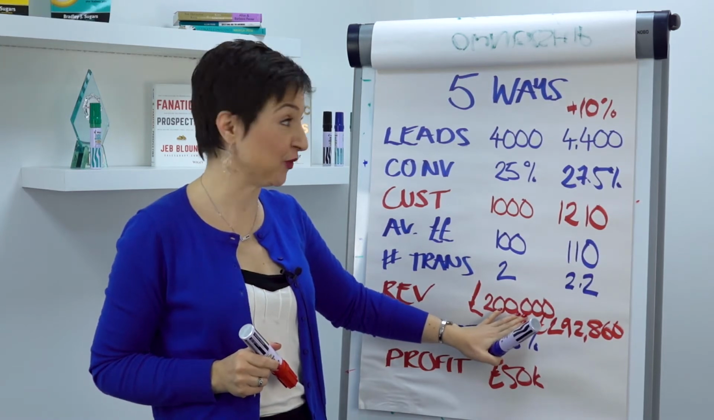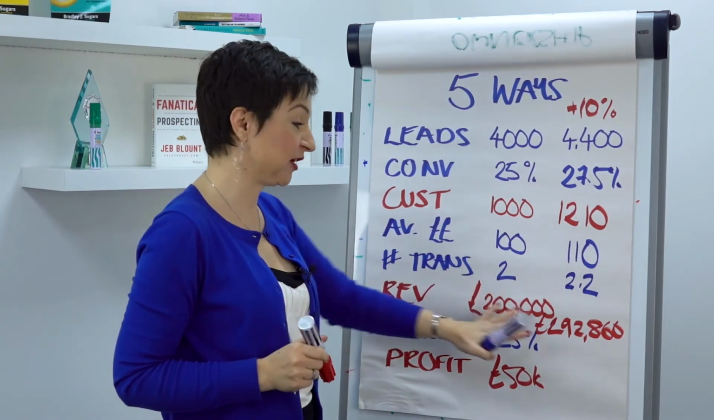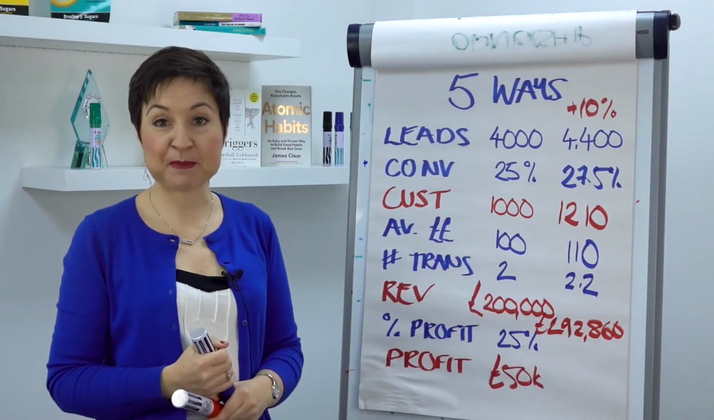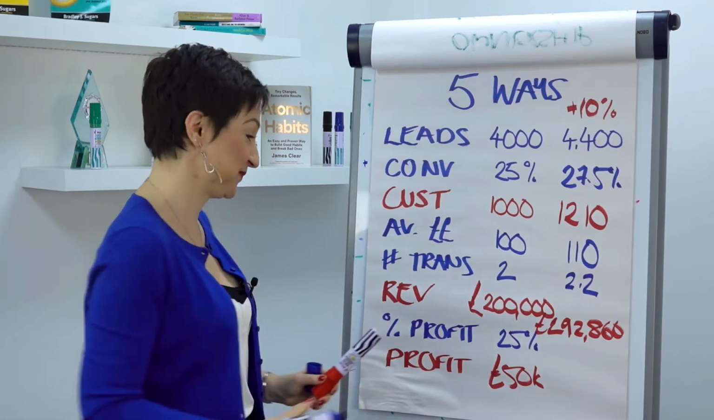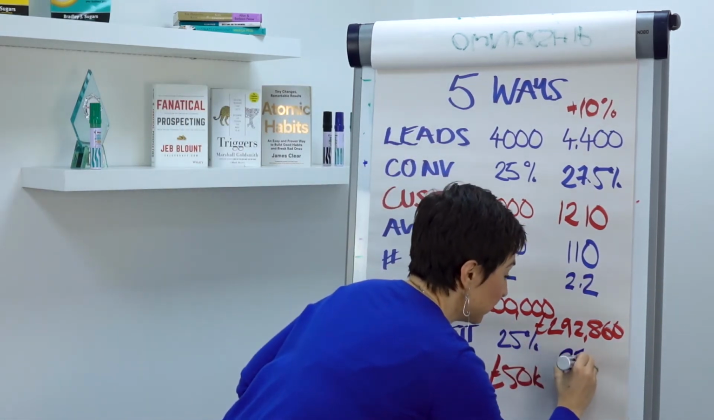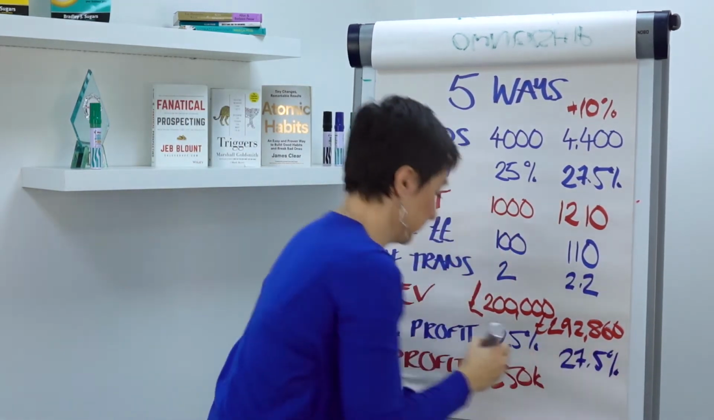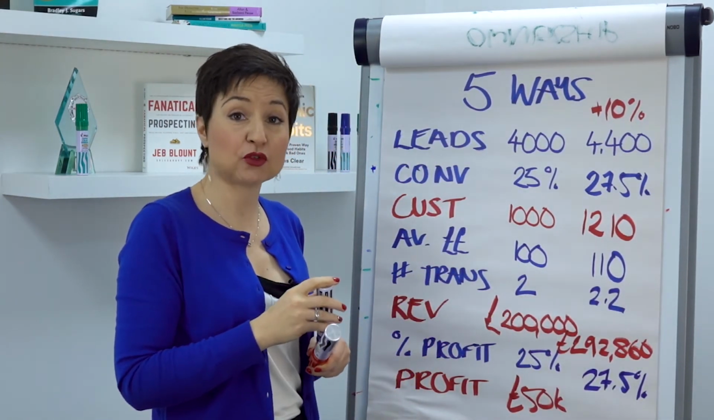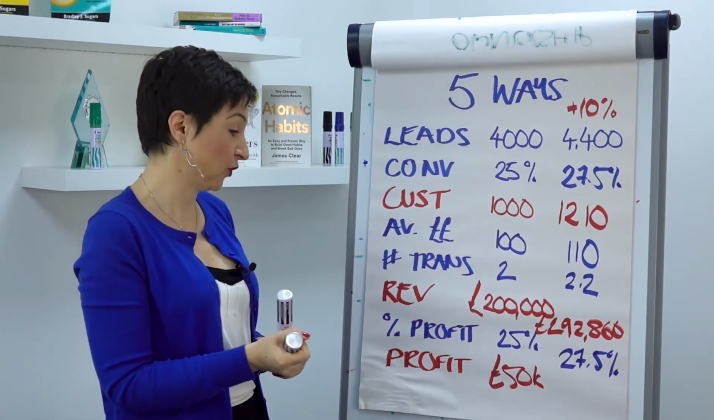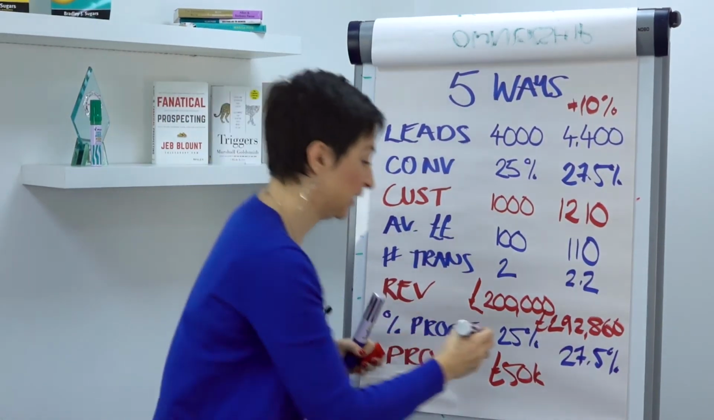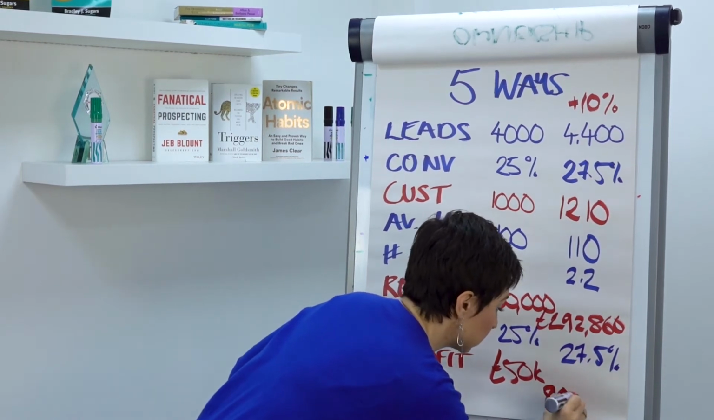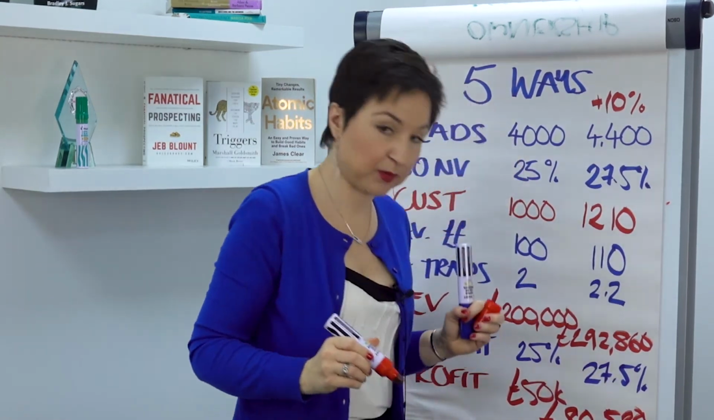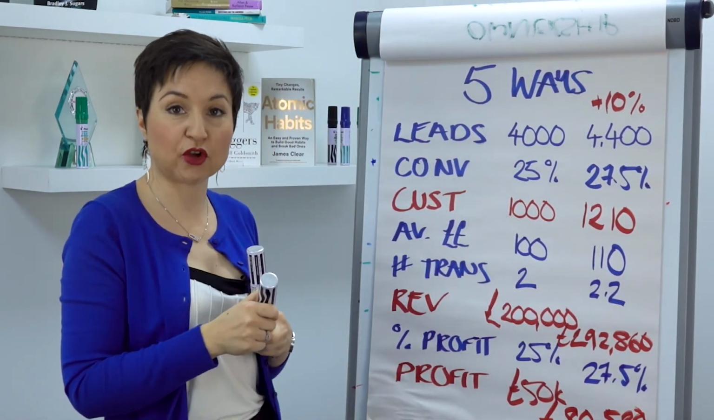So really, really powerful. This breaking things down to get the bigger results makes a big, big difference. And then we're going to improve your profit margin by 10%, so the same as conversion rate. We're going to take that to 27.5%. And then we have a big, big difference on your profit. That takes your profit from £50,000 to £80,000 a year. That's quite a difference overall in a year.